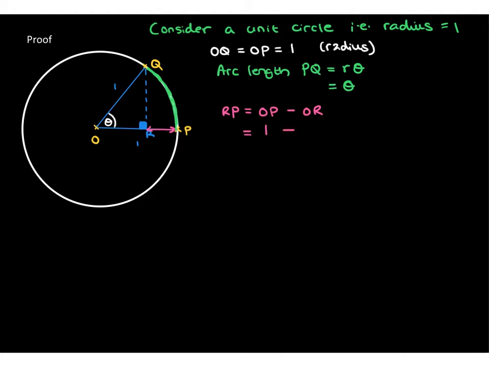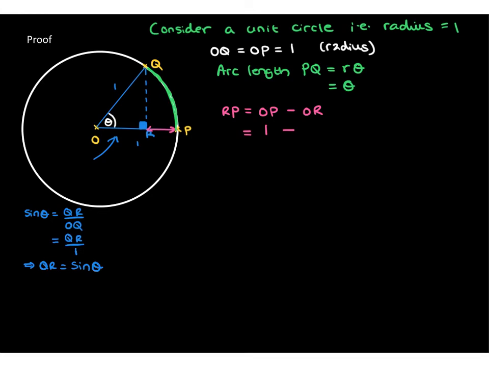What about OR? Well, what I'm going to do is focus in on this right angle triangle in a little bit more detail. So what can I write down? I can say that the sine of theta is equal to the opposite, which is QR divided by the hypotenuse OQ, which means sine theta is equal to QR divided by 1, because OQ is 1, which tells me that QR is simply equal to sine theta.